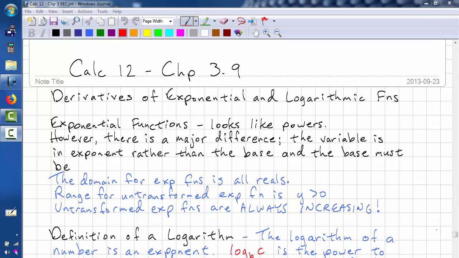This is Calculus 12, Chapter 3.9. This is the extra part where we're going to be going over exponentials and logarithmic functions.